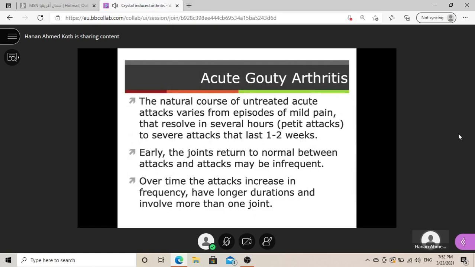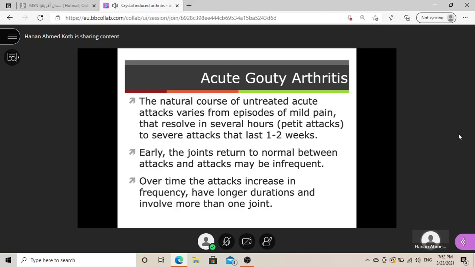The natural course of untreated acute attacks, meaning if the disease is left without treatment, we find that they are self-limited attacks. The attacks vary from episodes of mild pain that resolve in several hours, usually called petit attacks, to severe attacks that last from 1 to 2 weeks.